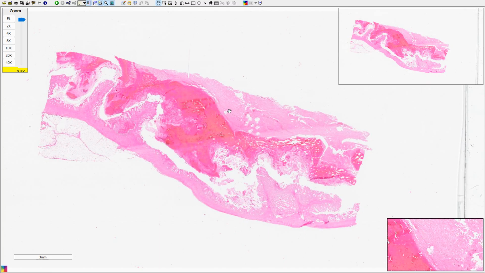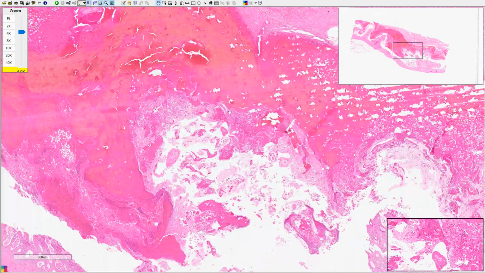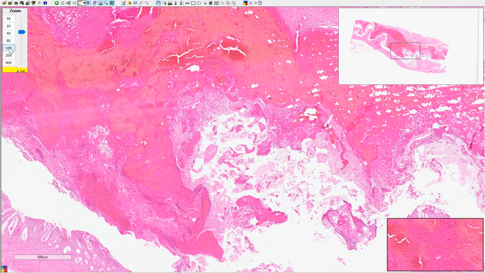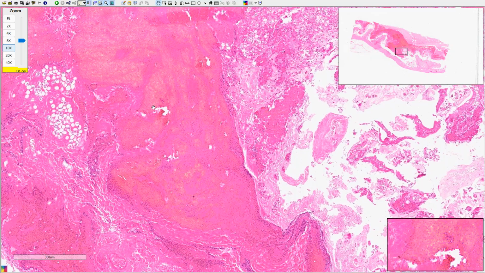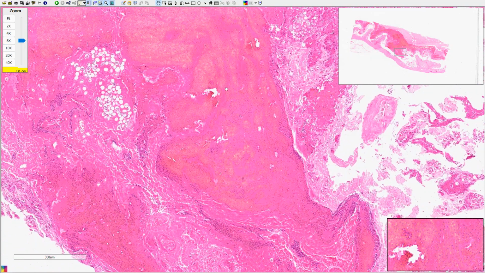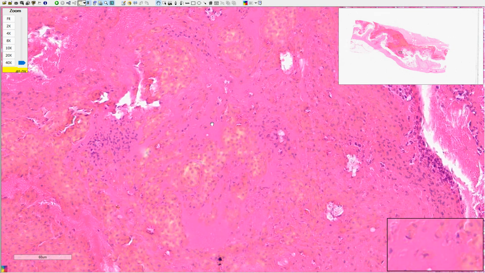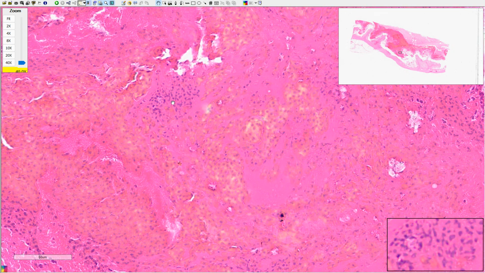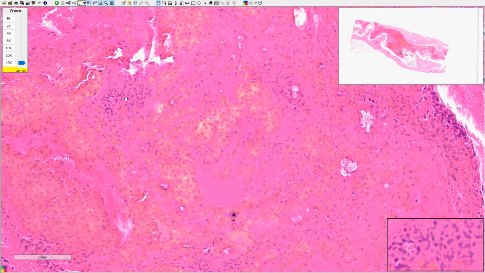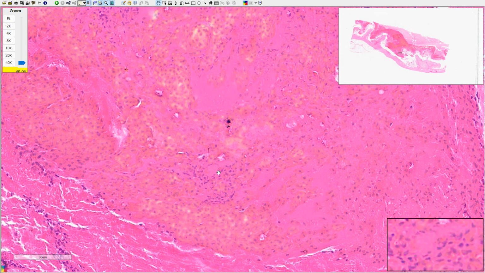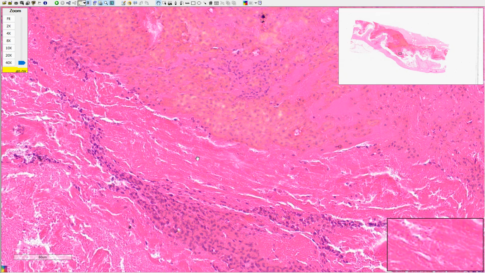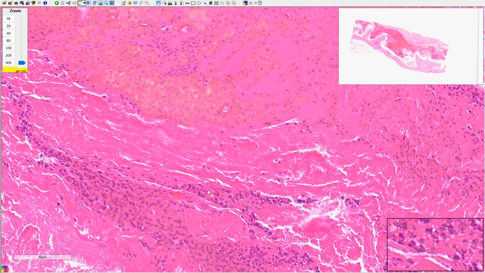So I'm going to zoom into this part first, the part of the exudates. The reddish material that you can see here is actually fibrin. So I'm going to increase the magnification. The reddish part here is the fibrin, and then you can see some small nuclei here. This is actually comprised of necrotic tissue. So fibrin, necrotic tissue here.